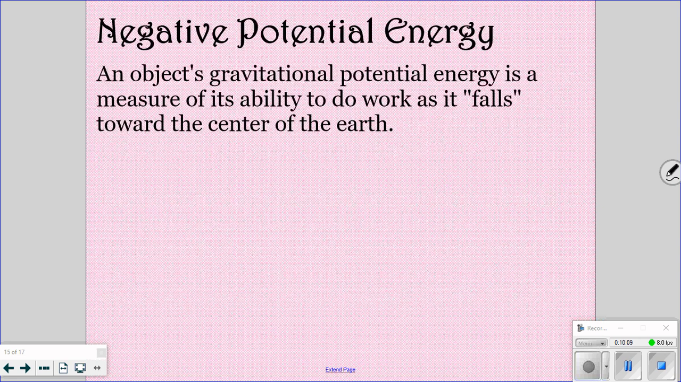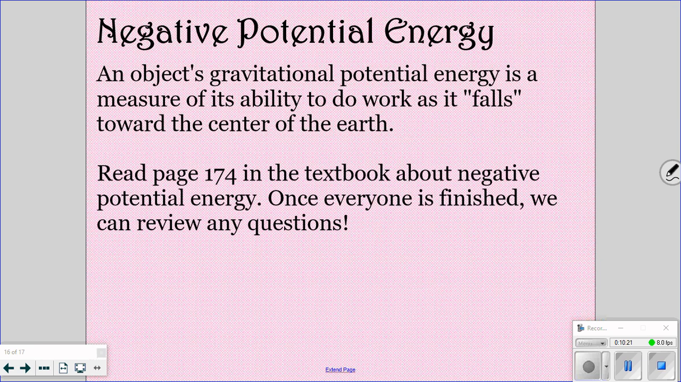If you have an object's gravitational potential energy, it is the measure of its ability to do work as it falls towards the center of the Earth. So I want y'all to read page 174. It talks about negative potential energy. And then after y'all are finished, you can go over any questions that you have.